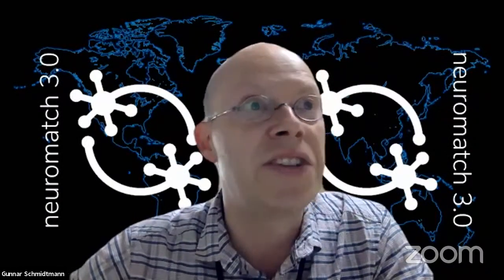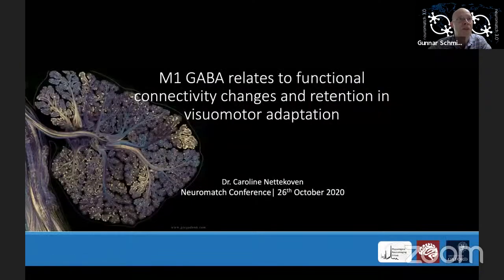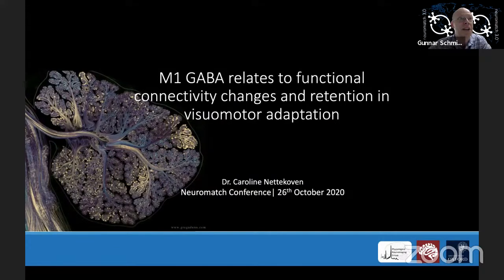Caroline is currently a postdoctoral researcher at the University of Oxford in the speech and brain lab. And today she's going to present part of her PhD in which she is interested in the function of M1 GABA with respect to the changes in functional connectivity and retention in an adapted state.